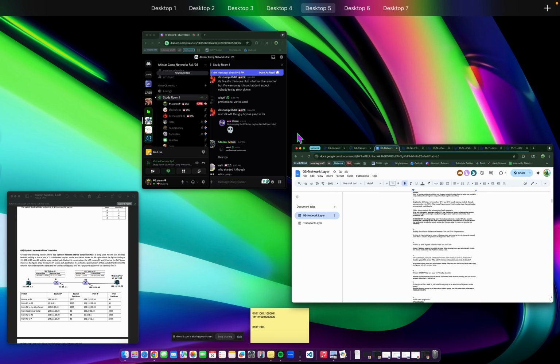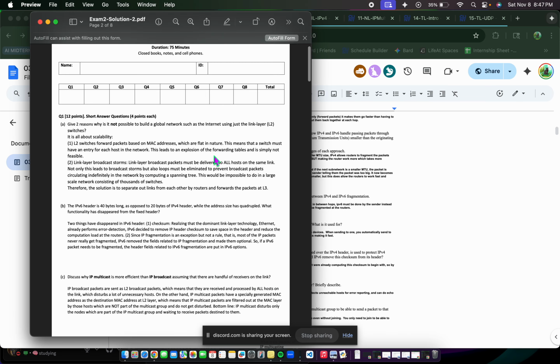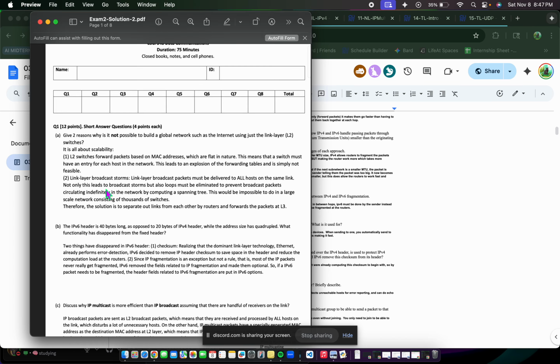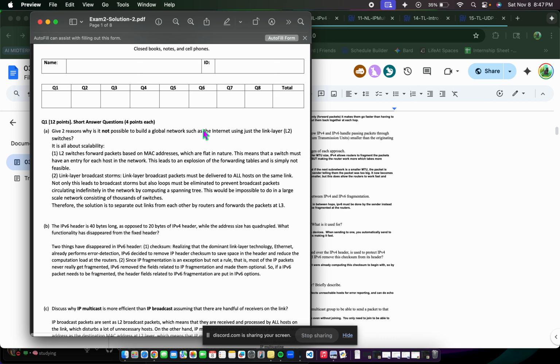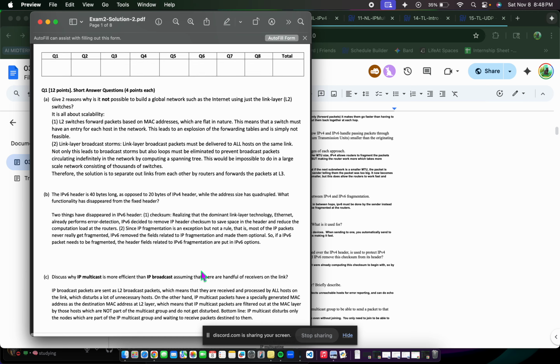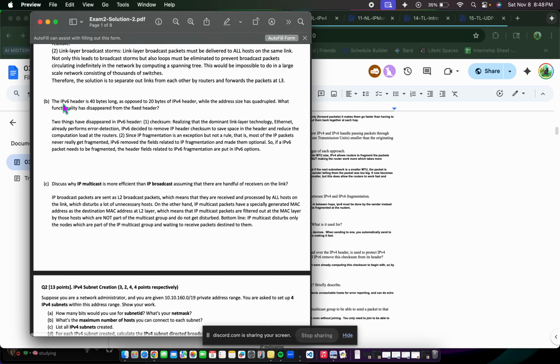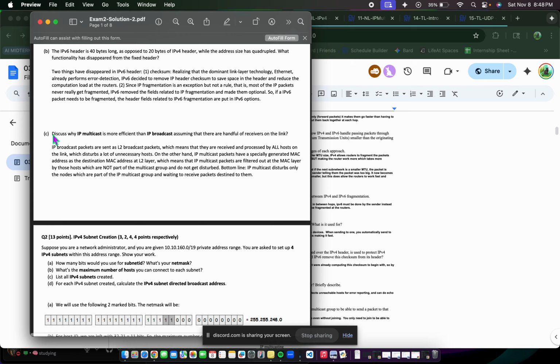And if you were to take a look at the short answers here, it's pretty much literally the same exact questions. Give 2 reasons why it is not possible to build a global network on link layer switches. Oh, look at this, it's the same stuff. Over here, same thing here. What disappeared? Oh, look at that. We discussed that. Checksum. IP fragmentation. Same stuff. Discuss why IP multicast is more efficient than broadcast. Again, we went through this. It disturbs fewer hosts if you're doing multicast, right? Why are you going to broadcast to everyone if it's just something small?